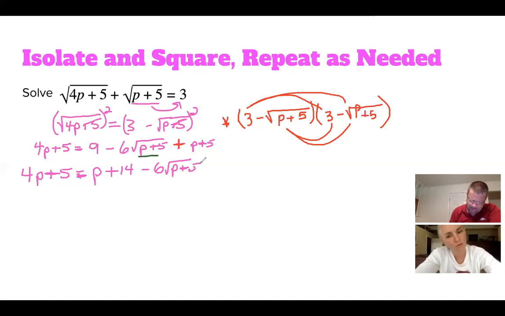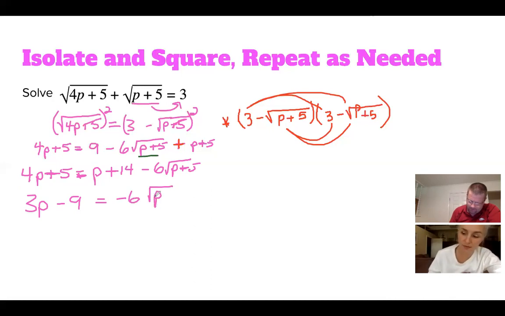So I'm going to bring these 2 terms, the p and the 14, over. So I'll have 3p minus 9. Yes. I like it. Equals negative 6 times the square root of p plus 5. Now, we didn't have this in the earlier problem, but I have to divide both sides by negative 6. So this is going to be fun.